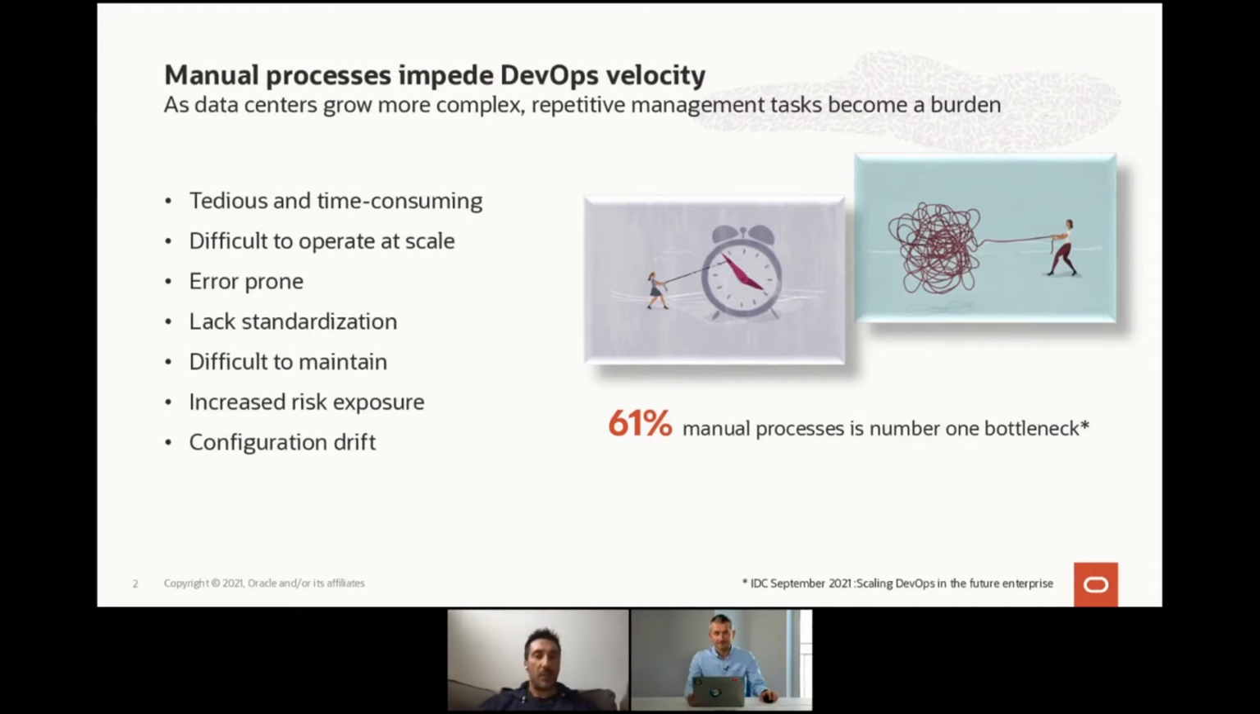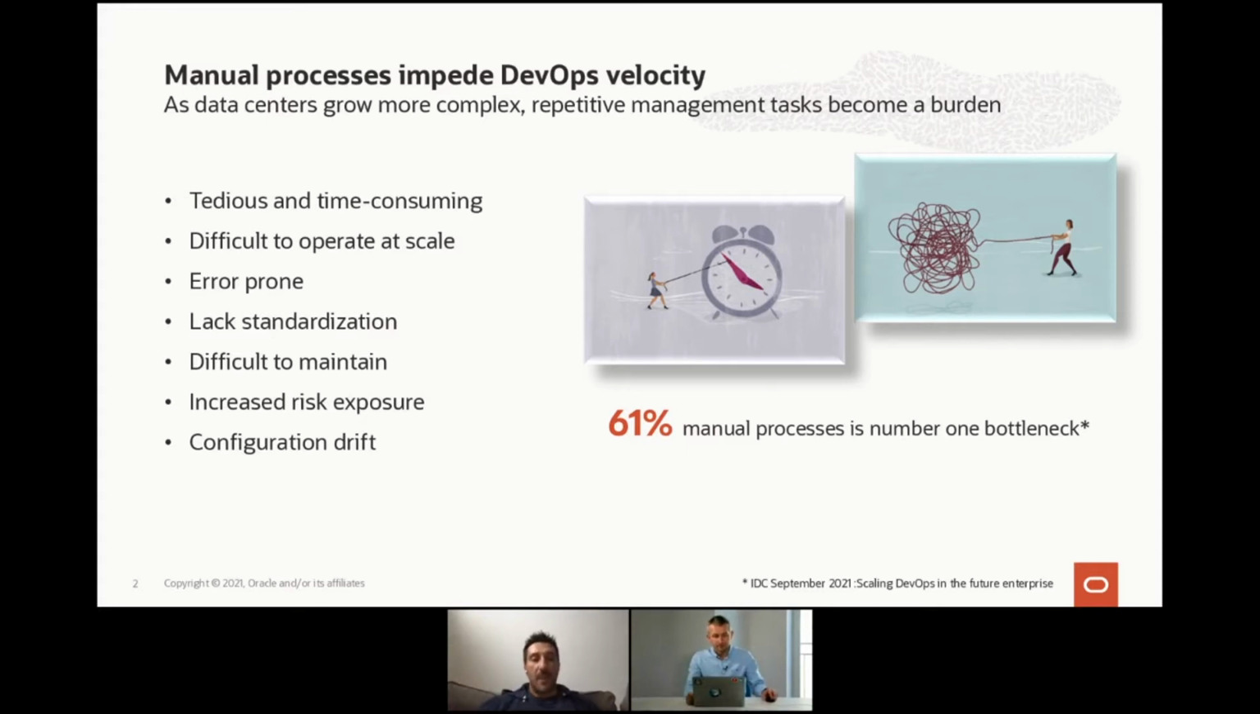at the end, everyone knows that manual processes do not allow DevOps velocity, right? Or do not allow to get DevOps implemented. And manual processes obviously are something tedious and time consuming, right? And it's also something that is difficult to operate at scale, right? The bigger the number of systems that you're going to manage, the bigger is going to be the difficulty to manage all of them.